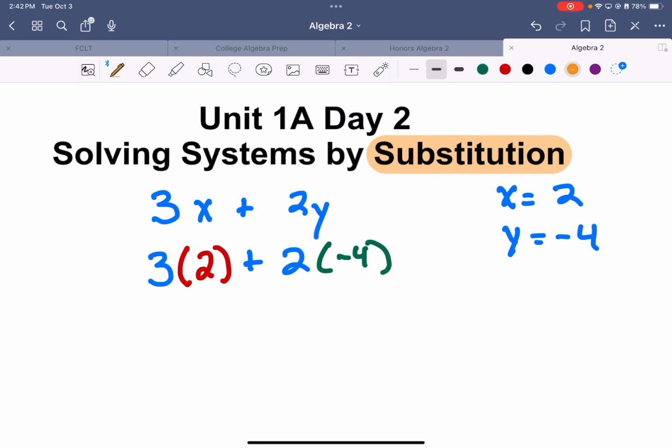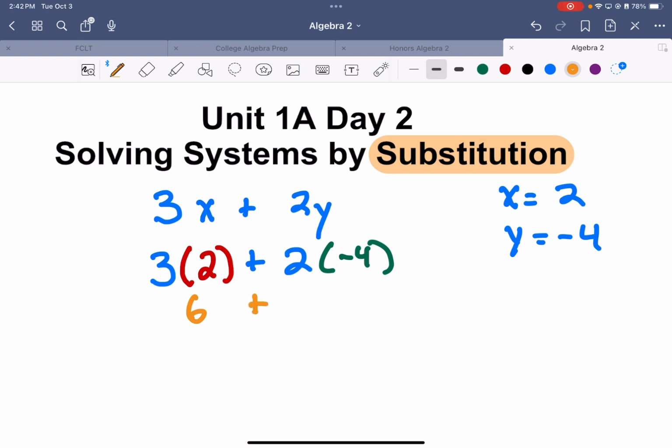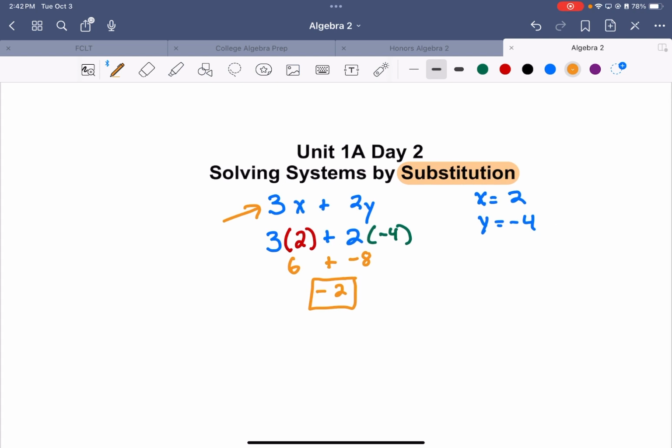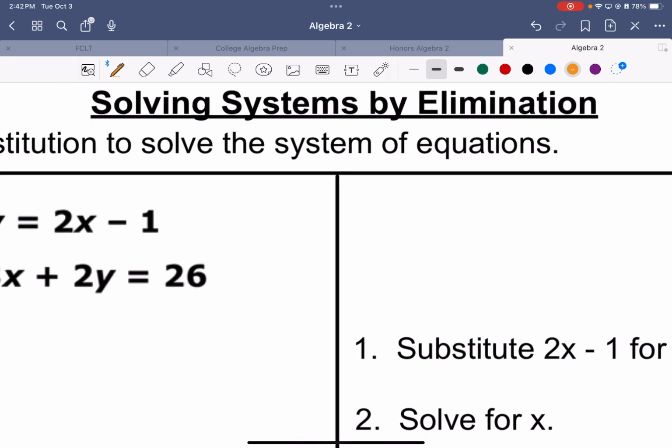Now we can simplify. 3 times 2 is 6, plus 2 times negative 4 is negative 8. Remembering order of operations, you have to do multiplication before addition and subtraction. And then 6 plus negative 8 is negative 2. So that's the evaluation of that expression if I know my x value is 2 and my y value is negative 4. So that's substitution. We can use substitution to help us solve systems of equations.